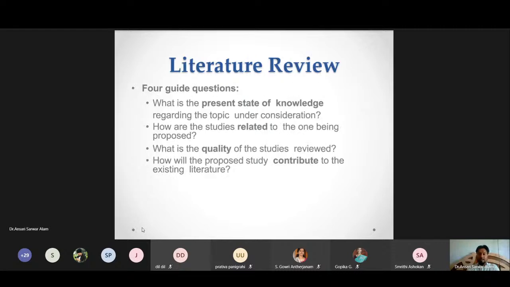Next, literature review. There are four guiding questions you are supposed to look after. What is the present state of knowledge regarding the topic under consideration? You should mention the present work going on in your research area. How are the studies related to the one being proposed? What is the quality of the studies reviewed? How will the proposed study contribute to the existing literature?